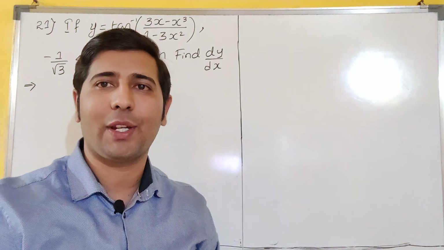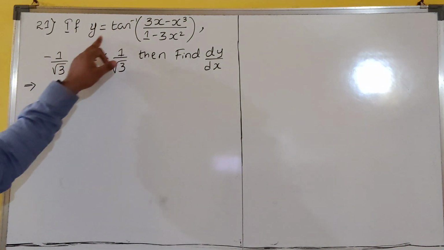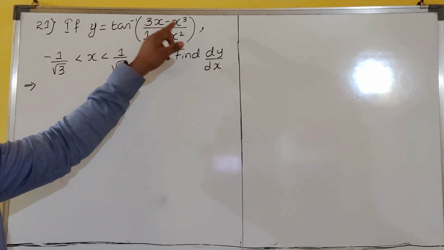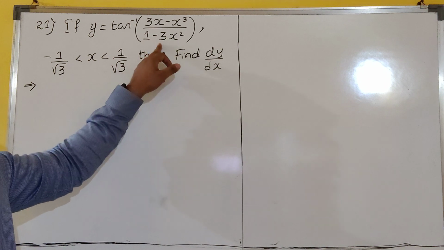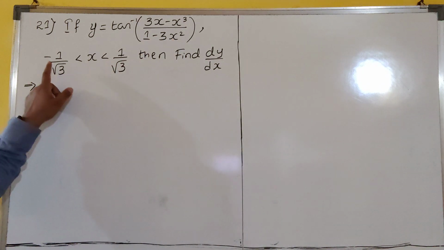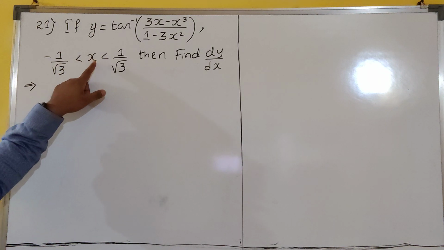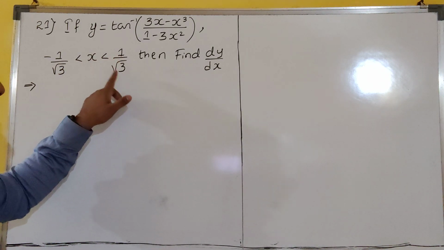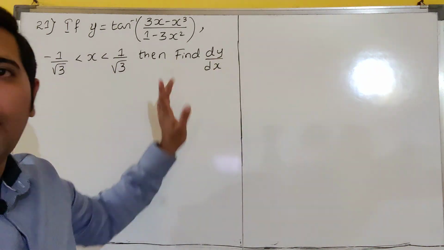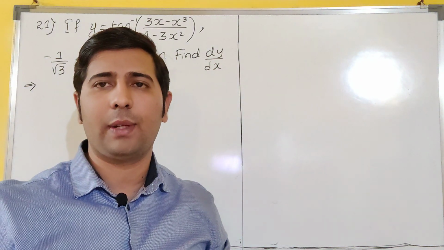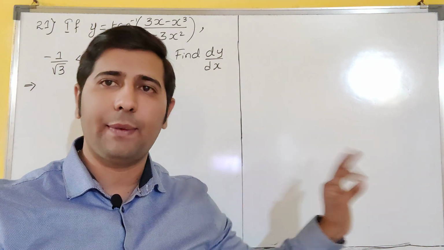Let us see the next question, dear students. If y is equal to tan inverse of 3x minus x cube divided by 1 minus 3x square. So here he has given -1 upon root 3 is less than x is less than 1 by root 3. Then find dy by dx. Very simple question, dear students. We have to find here also dy by dx.